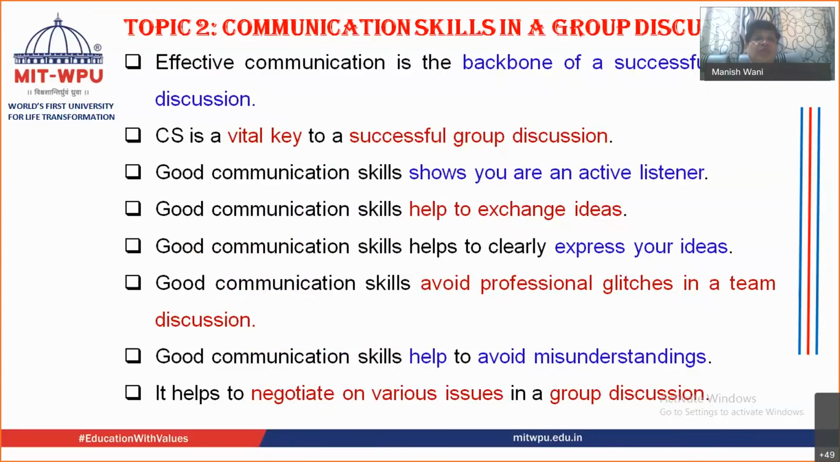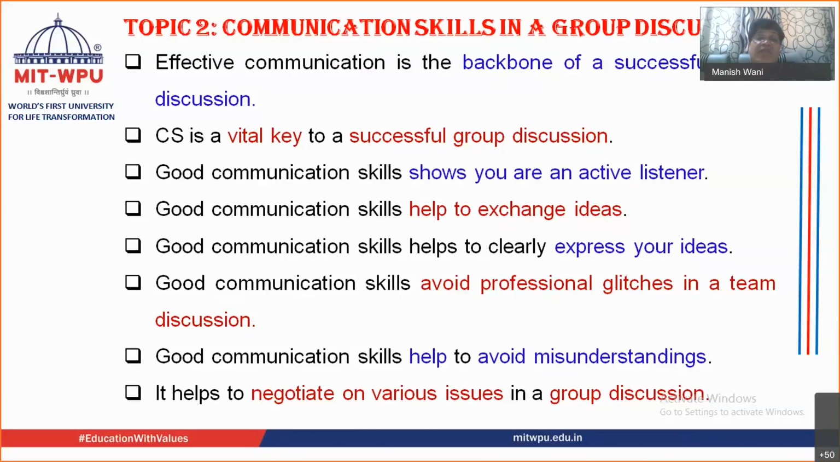Communication skill in group discussion. In order to be successful in taking part in a group discussion, or to make a mark of yourself in a group discussion, communication skill is one of the very important aspects that you should have in you. So effective communication skill, we can say, is a backbone of a successful group discussion.